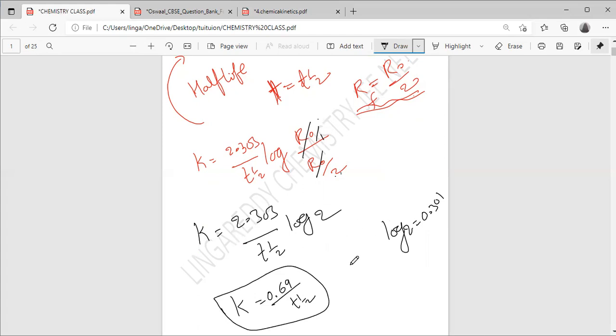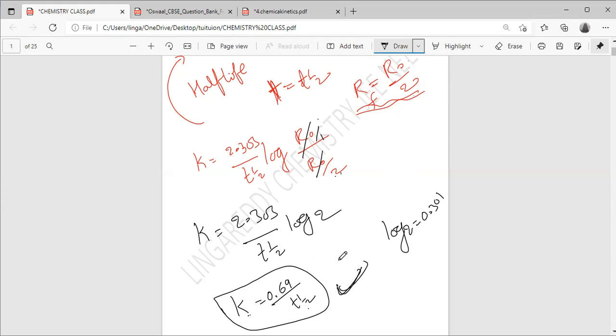So in the first order, the rate constant will be a constant because t of half is a constant. So K is a constant only, K equals 0.69 by t of half. This is one of the formulas for half-life we need to remember.